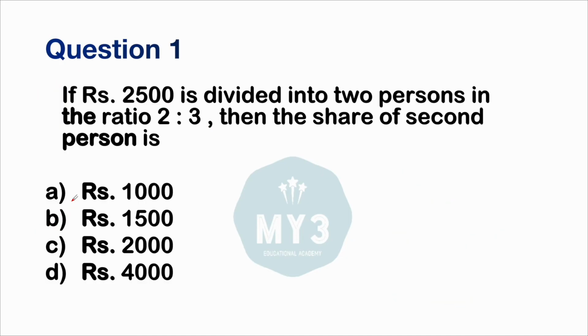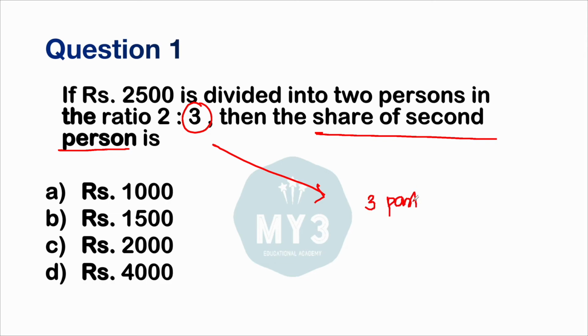Or otherwise, you can also look at the question in this way. They are asking you to find out the share of the second person. So, if you observe, 2 is to 3 is the ratio. That means second person is going to get the share in 3 parts. 3 parts means what? Answer must be a multiple of 3. Look at the option which is in the 3 table, mark it as an answer choice. So we can easily identify a 3 table number by looking at the digital sum.